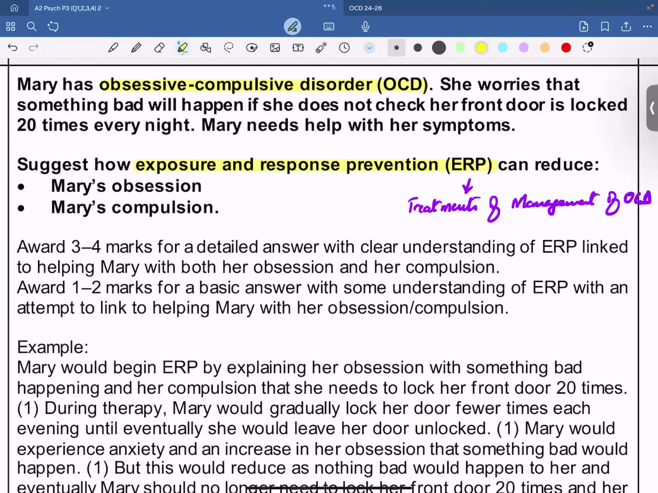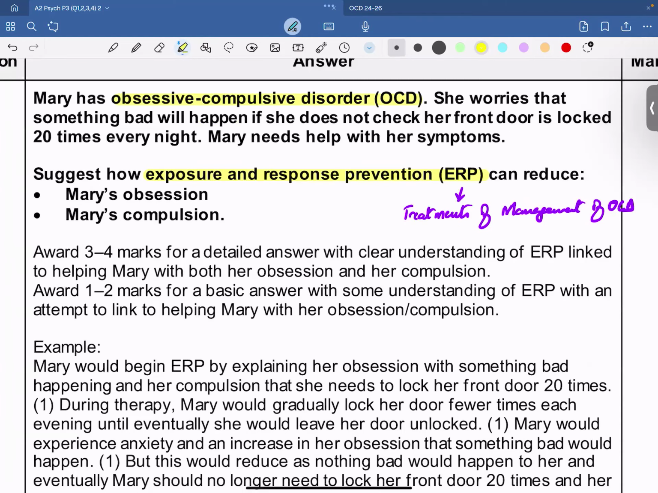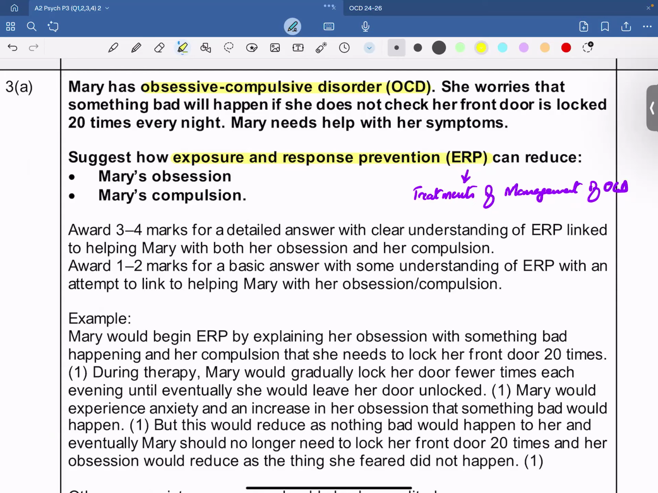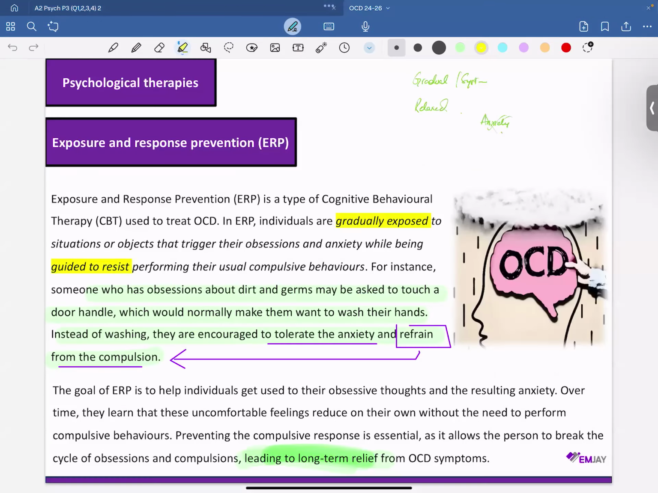And then we would see if we've understood it well by having a look at this question from March 2024. This is question number 3 from March 2024, paper 3. Now, without any further ado, let's start off with ERP.